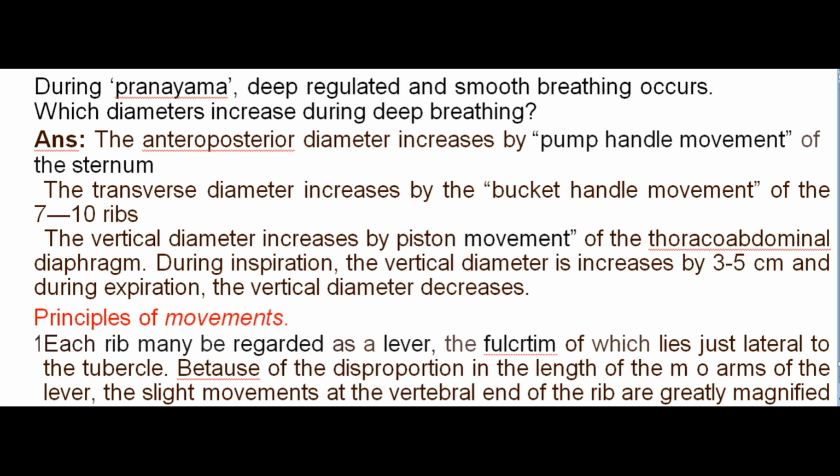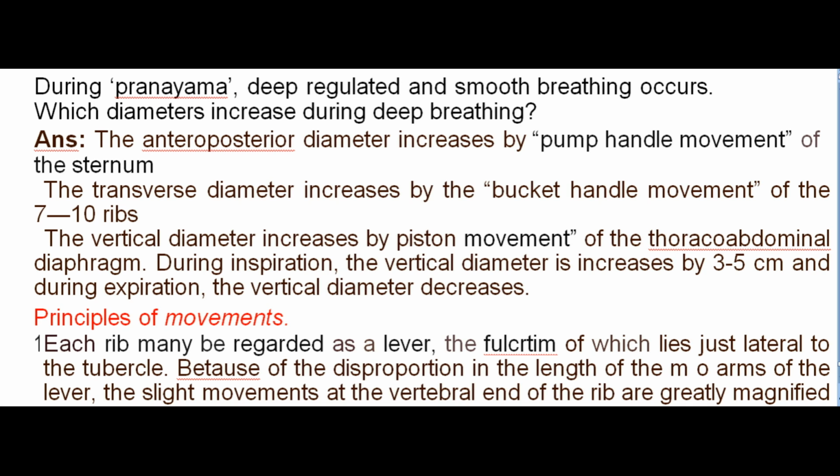Which diameters increase during deep breathing? Answer: The anteroposterior diameter increases by pump handle movement of the sternum. The transverse diameter increases by the bucket handle movement of the 7th to 10th ribs. The vertical diameter increases by piston movement of the thoraco-abdominal diaphragm. During inspiration, the vertical diameter increases by 3 to 5 centimeters, and during expiration, the vertical diameter decreases.